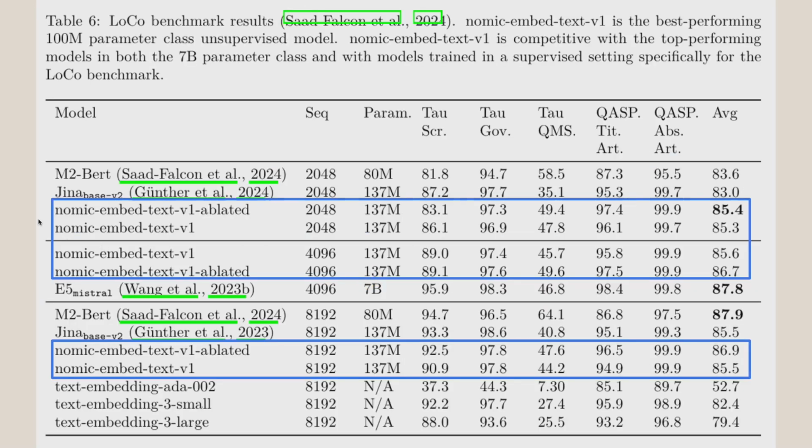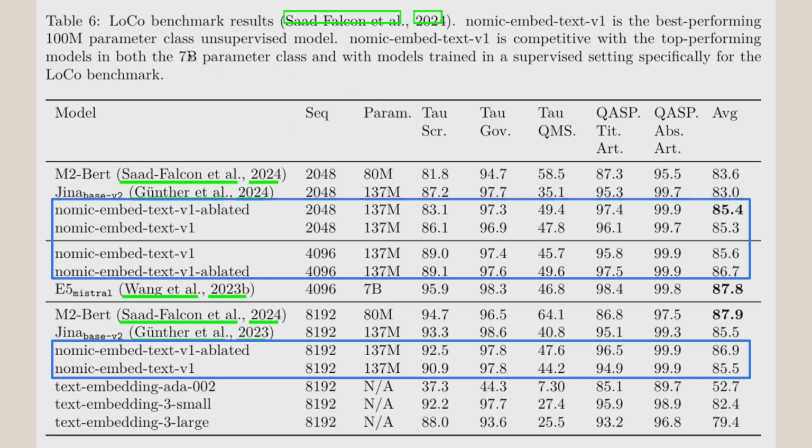This is another long context benchmark called LoCo. And similar situation here, it's the best performing 100 million parameter class model. And it's competitive with the 7 billion parameter models as well. So if we look at the ablated one here, the average is 86.7, whereas E5 Mistral is 87.8. Something that was interesting down here is that the M2 BERT, which is an 80 million parameter model, is actually beating out the paper's 137 million parameter model.